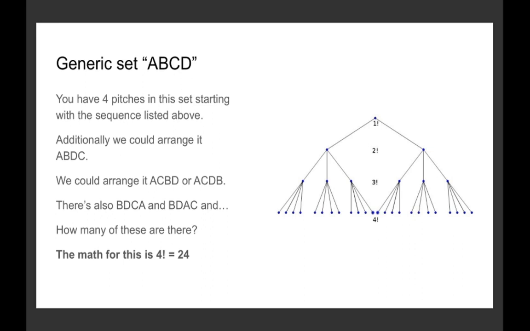Flip around the C and the B. You got A, C, B, D. Flip around the other ones. You got A, C, D, B. So you can keep on doing this until you get to 24. And so that's why it's nice to know that 4 factorial is 24.